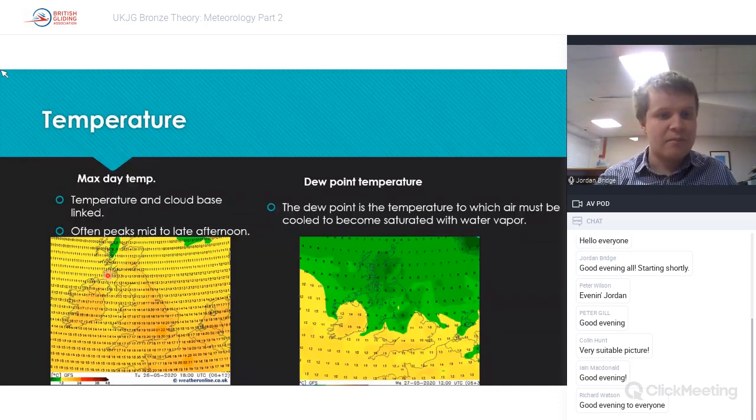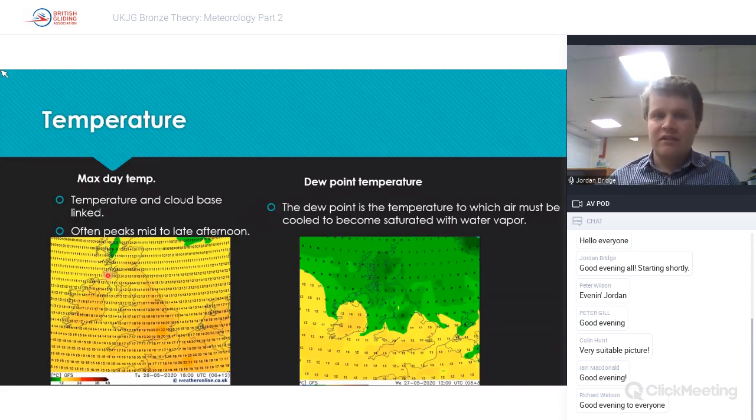Max day temperature will show potentially when the highest cloud base is going to be obtained. And generally on a nice soaring day, this will peak mid to late afternoon, and the dew point will reduce during the day. The dew point's quite easy to find as well. You could always use the temperature just before sunrise as the most likely dew point temperature for the day. So dew point and temperature are really important in what we're doing, and using sites like GFS and Weather Online to find what temperature it might be today is very useful.